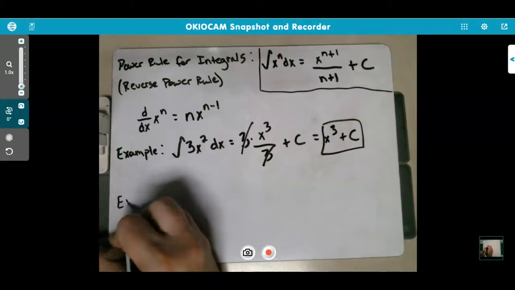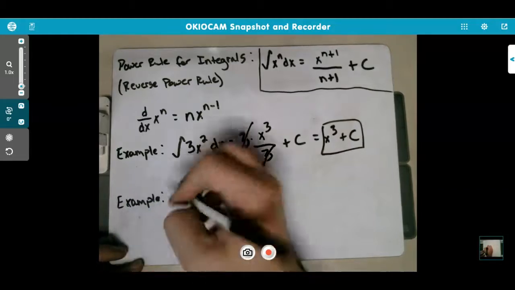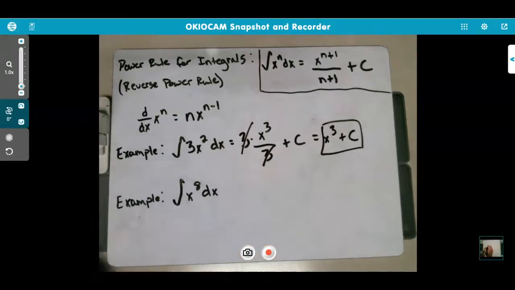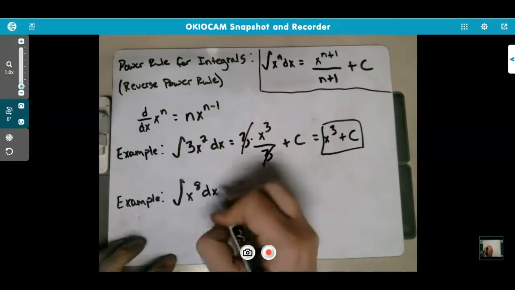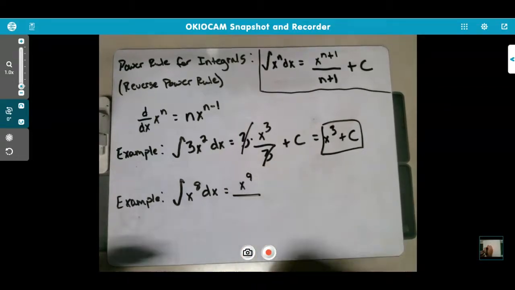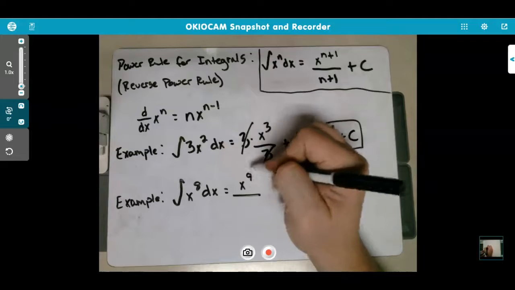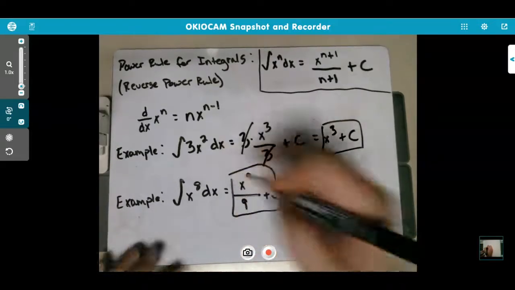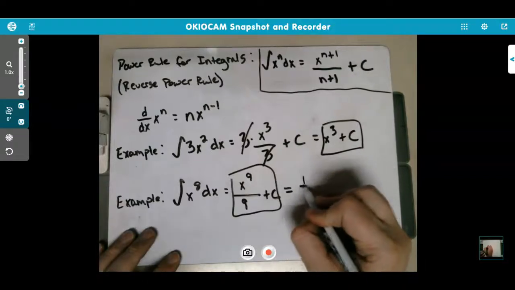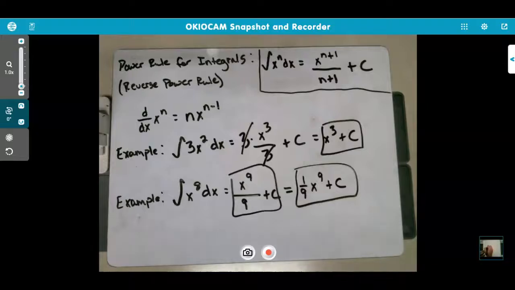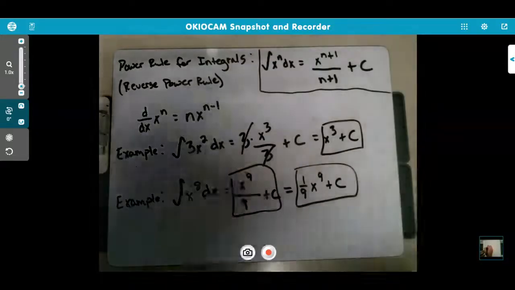Let's do another example. Let's do the integral of x to the 8th dx. Well, again, this is the power rule, but backwards. So I'm going to add 1 to the power. 8 plus 1 is 9. And then divide it by that new power, which is 9 plus c, which you could leave just like this, or I like to write it as 1/9 x to the 9th plus c, but that's just me. That's just how my mind works. It doesn't matter. Either one will be right.